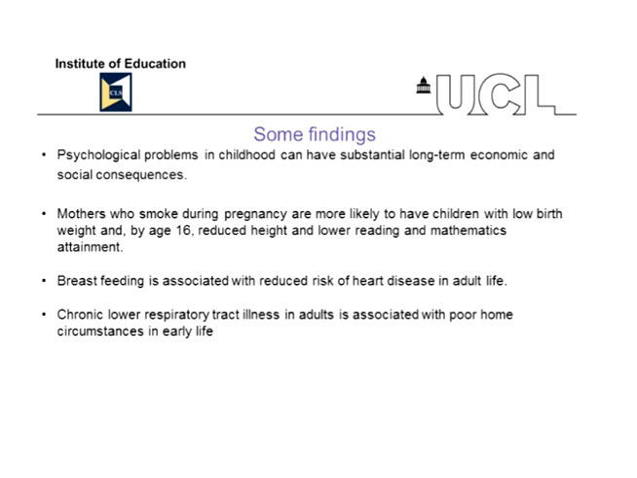much more likely to have had long spells of unemployment. Researchers have found that mothers who smoked during pregnancy were more likely to have children with low birth weight, but also that the impact of smoking during pregnancy went on much longer, so by age 16, the children whose mothers had smoked during pregnancy were shorter and also had poorer ability in maths and in reading. Breastfeeding has been associated with a reduced risk of heart disease in adult life, and chronic lower respiratory tract illness in adults is associated with poor home circumstances in early life.